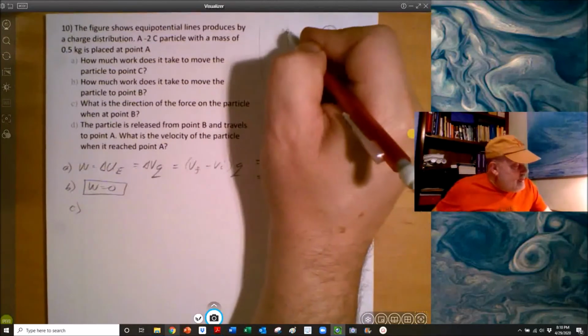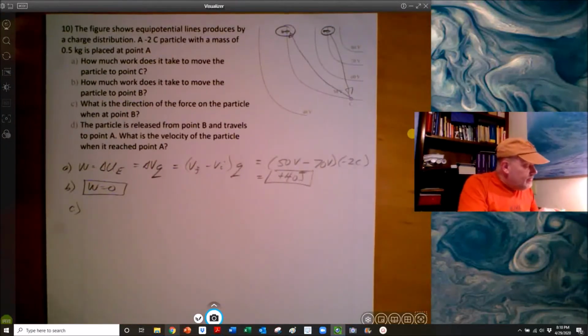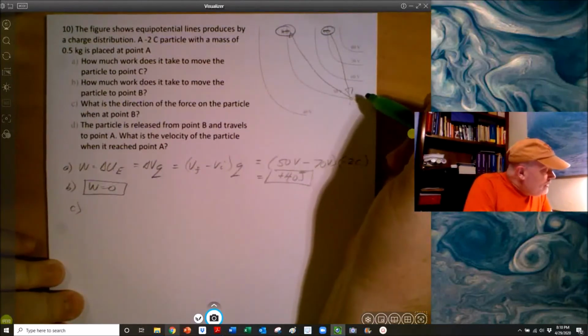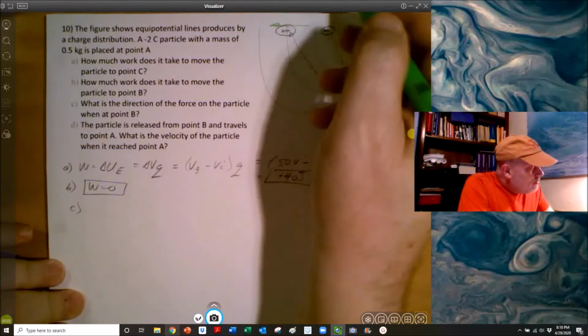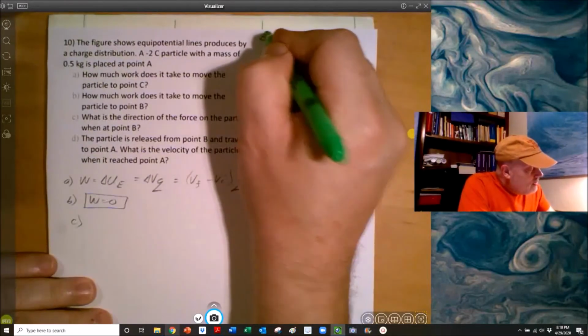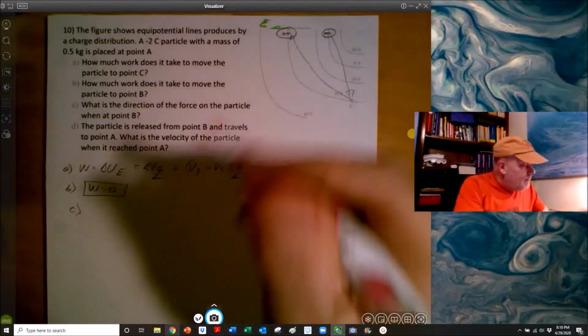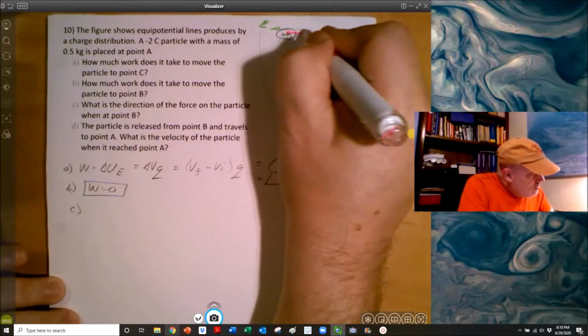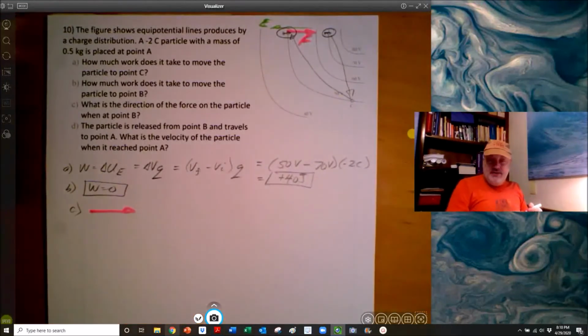Well, it's a negative charge. And our electric field always points from more positive to more negative. So the electric field is in this direction to the left, and this is a negative charge, so it's going to get a force to the right. So our force is to the right.